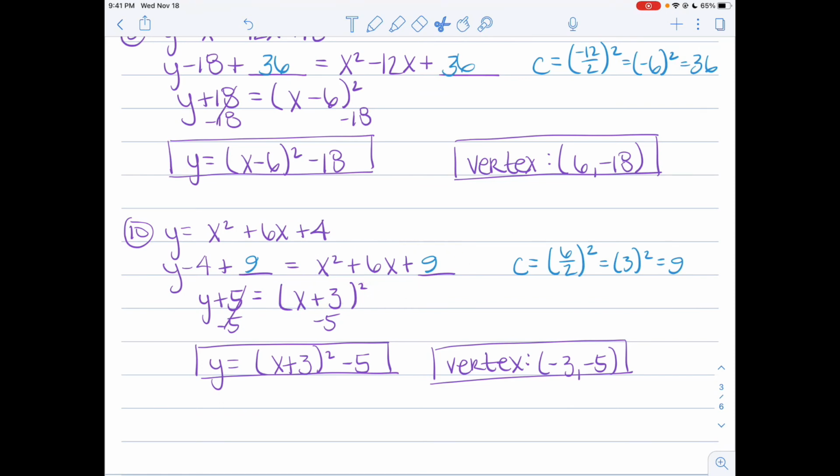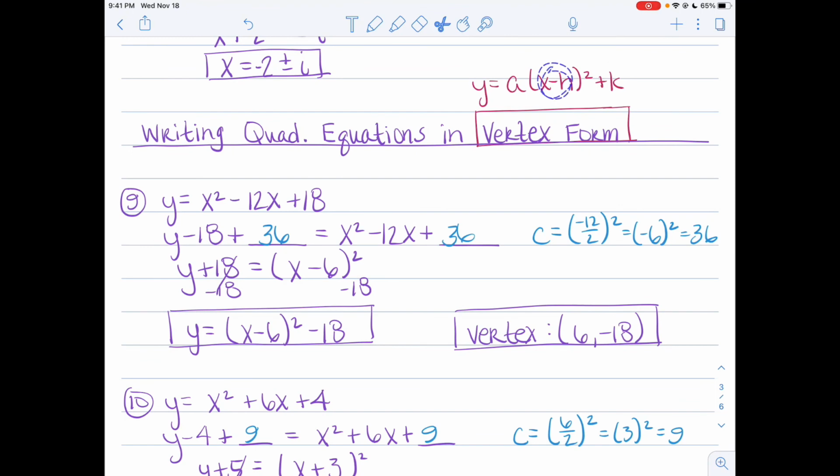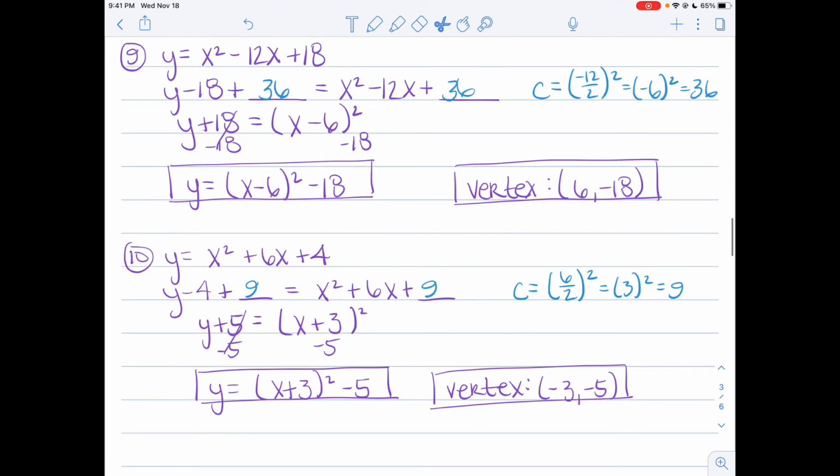Finally, in order to get this in vertex form, I need to get y on the left by itself, so I'm going to subtract 5 from both sides, leaving me with y is equal to (x plus 3) squared minus 5. Finally, identify the vertex. If I see a positive 3 here, then I know that the x value of my vertex is a negative 3, because remember, there was a negative sign built into the equation up here. The vertex is at (negative 3, negative 5).